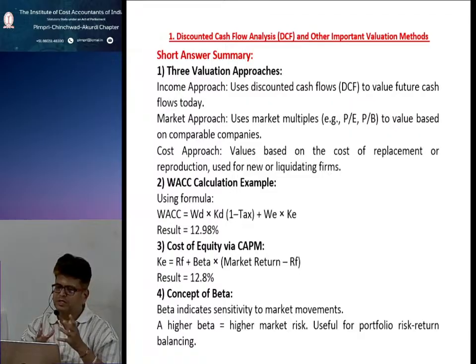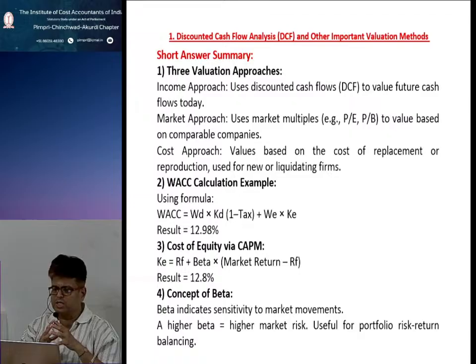Then in the second short question and answer, a WACC calculation example has been given using the formula WACC is equal to WD into cost of debt into bracket 1 minus tax, plus weighted equity into cost of equity. The result is 12.98%. In question number 3, cost of equity via CAPM is calculated, where cost of equity is equal to risk-free return plus beta into market return minus risk-free rate, and the answer is 12.8%.